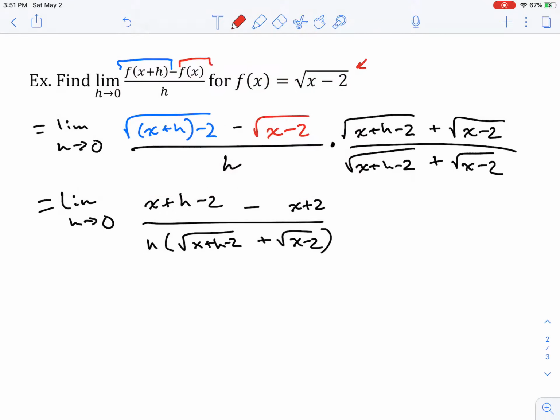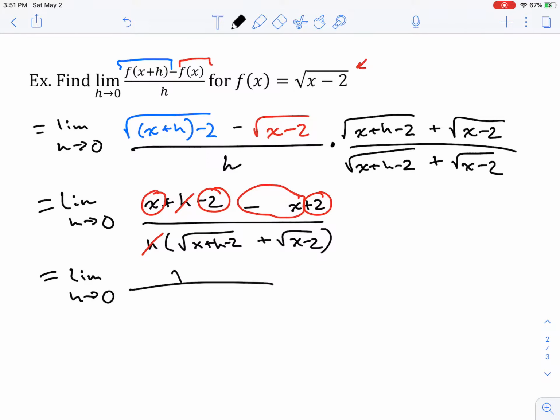Now, is there anything I can clean up here? Well, I've got an x and a negative x, and I've got a positive 2 and a negative 2. So all that's left over is an h in the numerator, and that's exactly what I needed, because now I can divide out that h in both the numerator and denominator. And what we're left with, let's just clean that up, is 1 over the square root of x plus h minus 2 plus the square root of x minus 2.